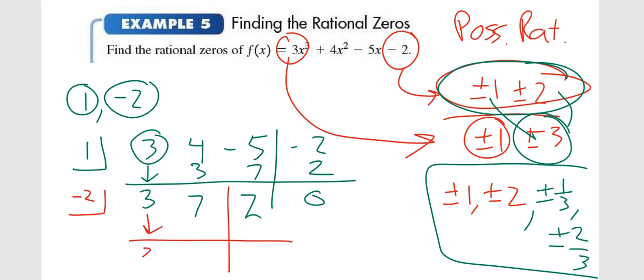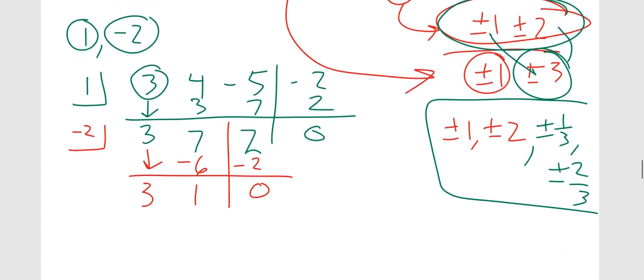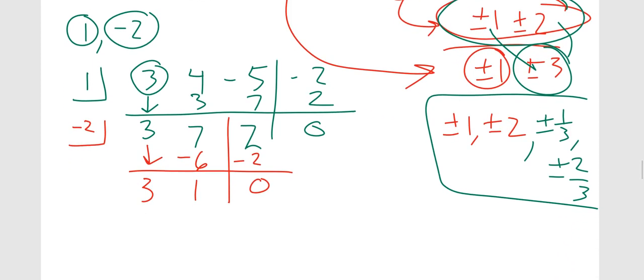Bring the 3 down and keep going. Multiply, add, multiply, add. We didn't go back to the beginning, folks. We kept going with our synthetic division. Now the question is, what in the world am I looking at?